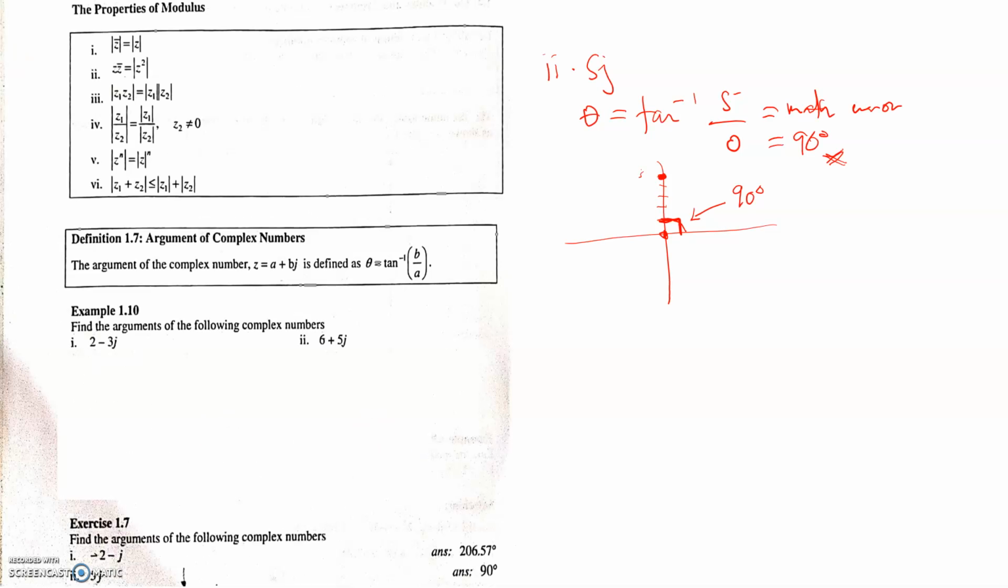The next one we're going to talk about is polar form, which is the form that we'll use tan, sin and cos. All right, so thank you.